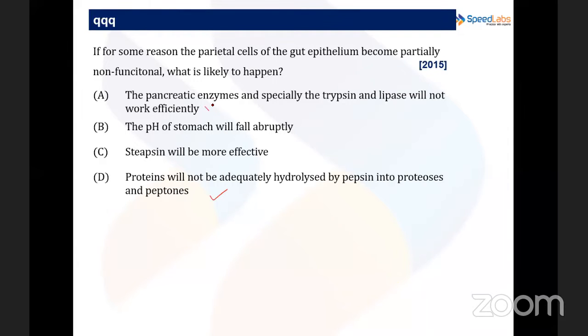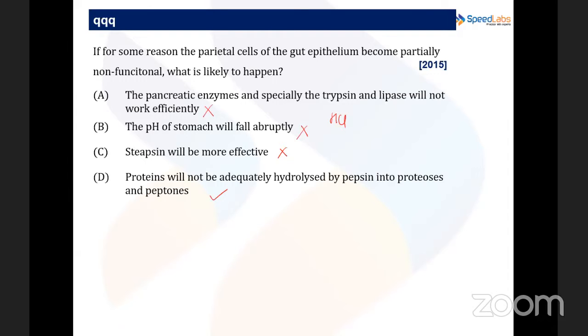Hence this is incorrect. The pH of stomach will fall? No, it will rise, because parietal cells secrete HCl that decreases the pH. So pH will rise when these cells are absent. HCl would not be present. Hence this is the incorrect statement. Steapsin will be more effective? It is a part of pancreatic secretion. It is not related with the parietal cells. Hence, option C is incorrect. Option D is the correct option for this question.